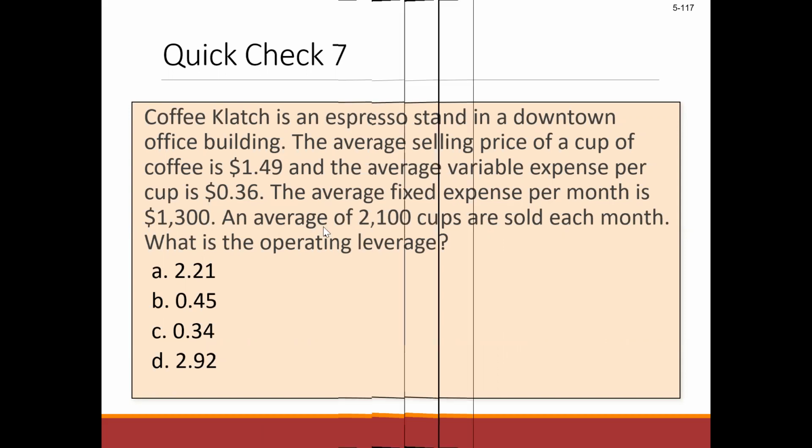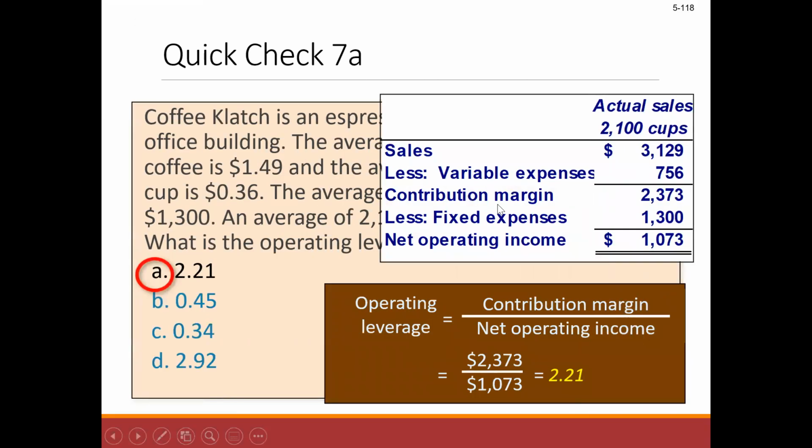What y'all come up with? If we have sales of 3129 less the variable expenses, our contribution margin here is 2373 divided by our operating income makes our operating leverage at 2.21.